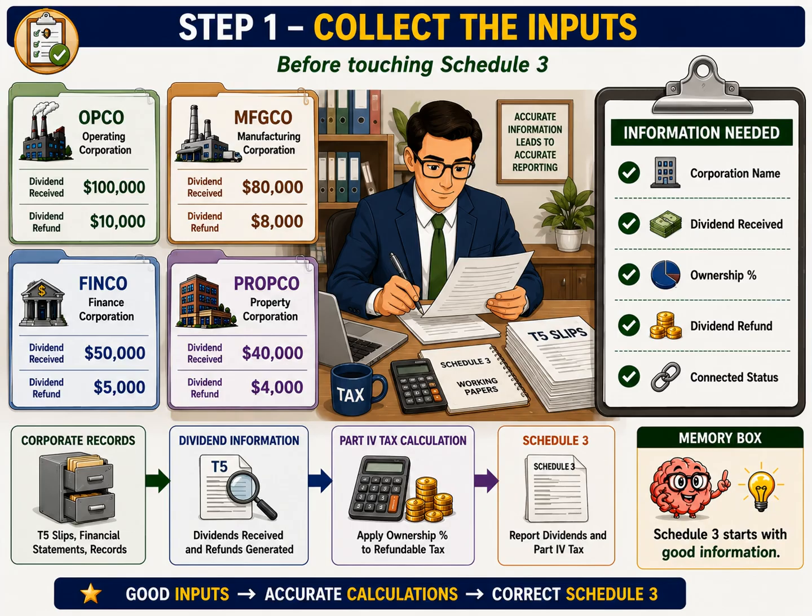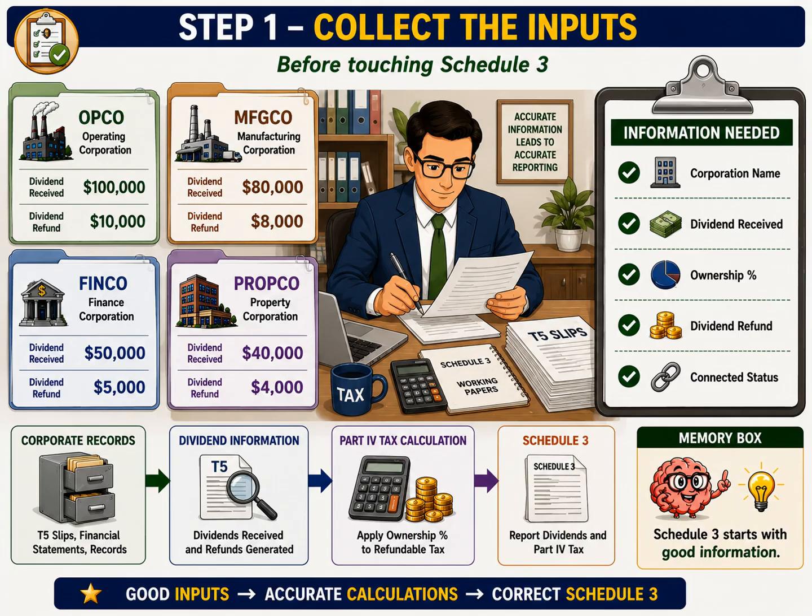From FinCo, Holdco received a dividend of $50,000, with a dividend refund of $5,000. And from PropCo, Holdco received a dividend of $40,000, along with a dividend refund of $4,000. At this stage, we're not filling out any forms yet. We're simply gathering data. Think of this step as building the foundation for the entire Schedule 3 preparation process.